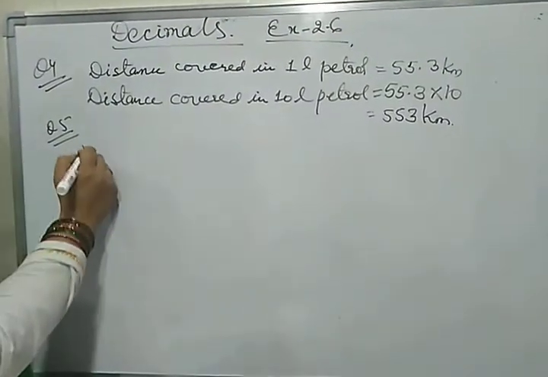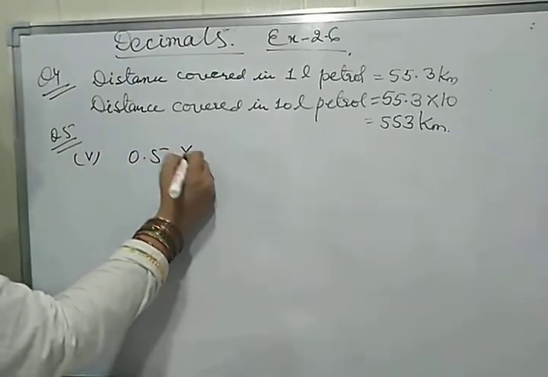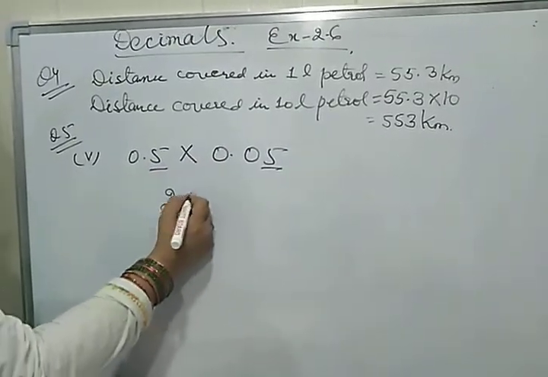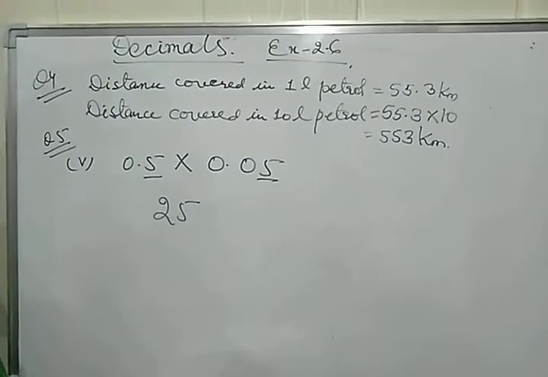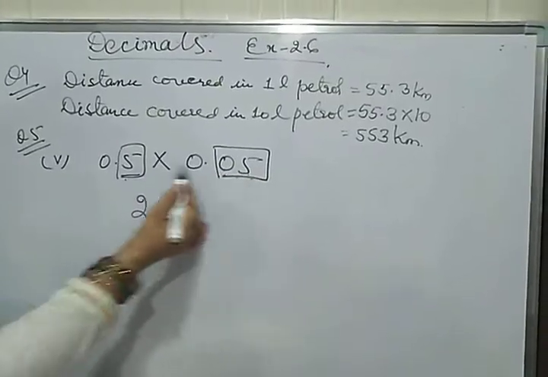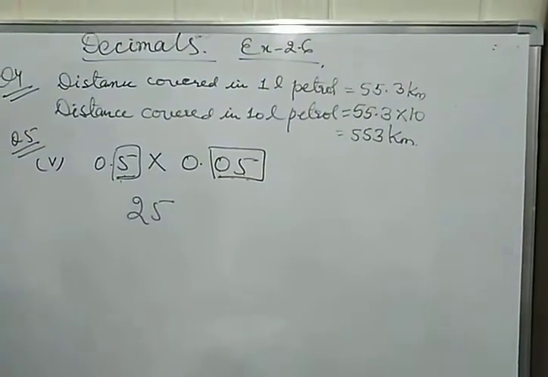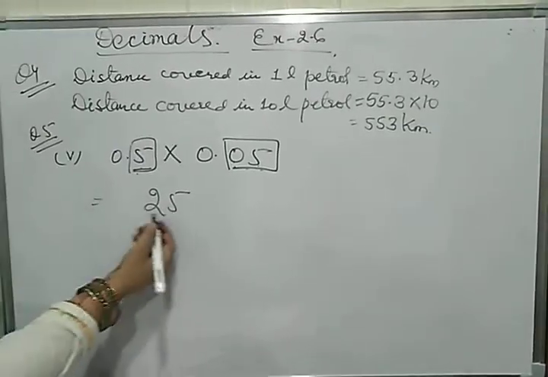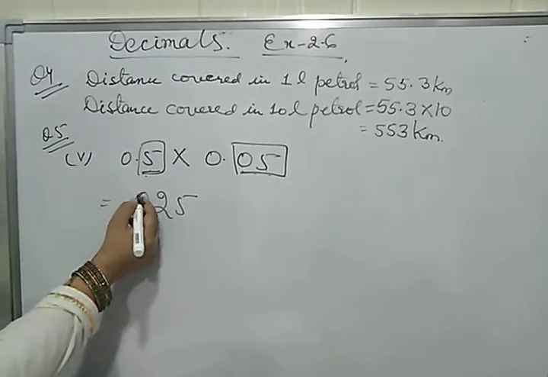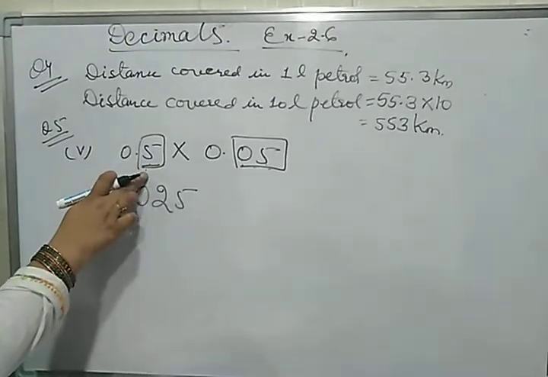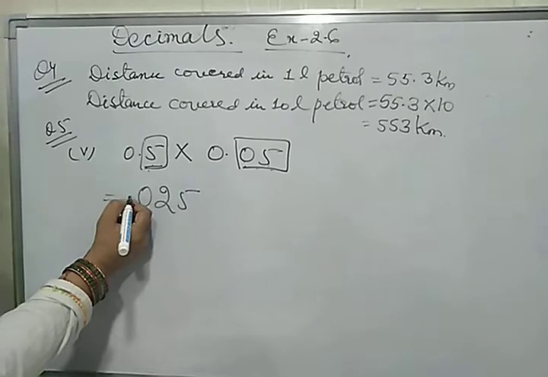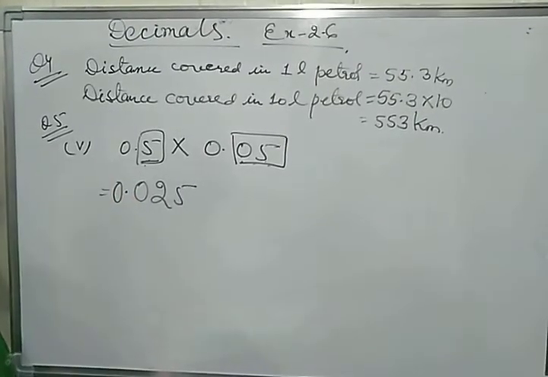Now see more questions. 0.5 multiplied by 0.05. 5 5s are 25. Now how many digits are there after decimal in the question? 1, 2, 3. Total 3 digits are there after decimal in the question. So in the answer, before 3 digits we have to place the decimal. Count the number of digits 1, 2, then put 1 zero, because before 3 digits we have to place the decimal. So we have to put 0 here. Now 1, 2, 3. Before 3 digits we have to place the decimal.